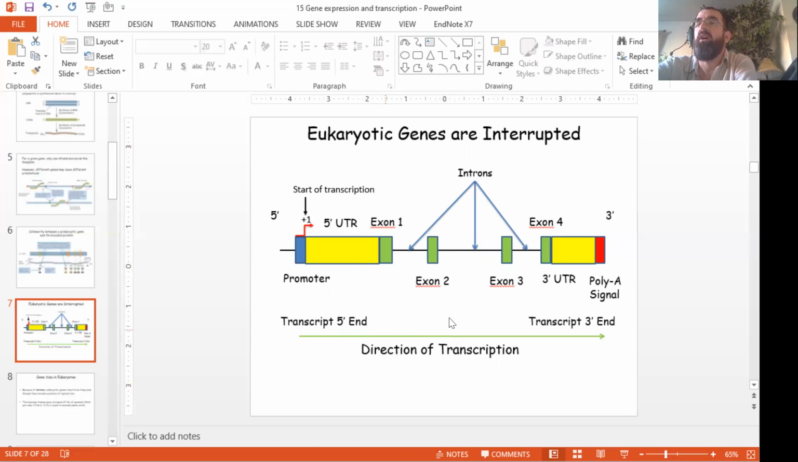Once you transcribe this gene, you're going to have a whole bunch of stuff which you don't actually need, particularly the stuff that corresponds to these introns. And so those need cutting out. That's RNA processing, which we'll cover in the future.